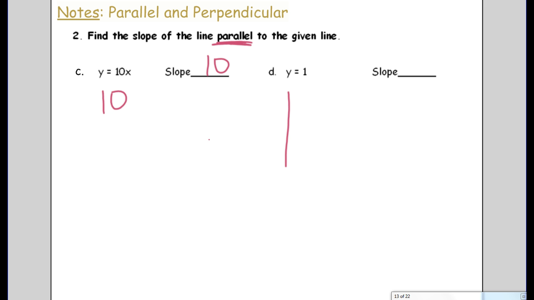Almost. Y equals 1 looks like this. Go on the y-axis, go up 1, and stay there forever. Stay at 1. You're stuck there like glue. What's the slope of that line?